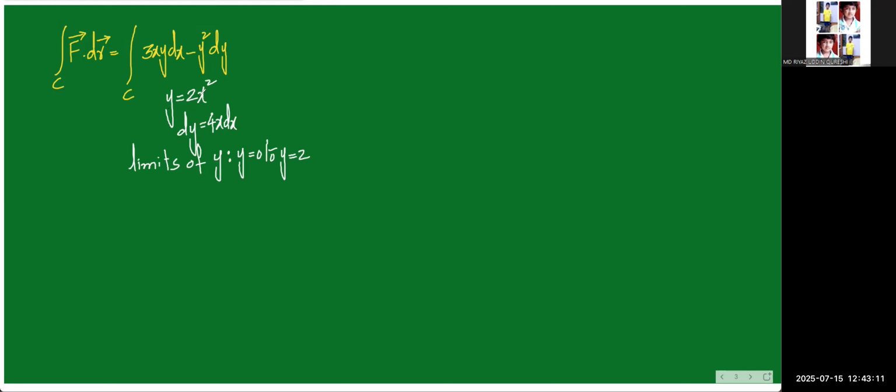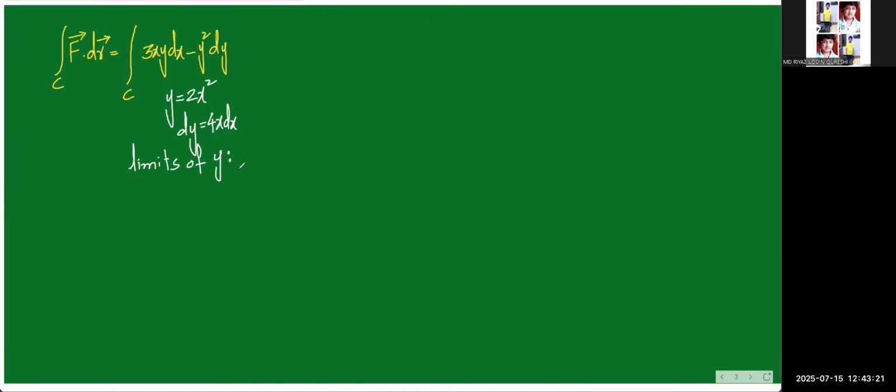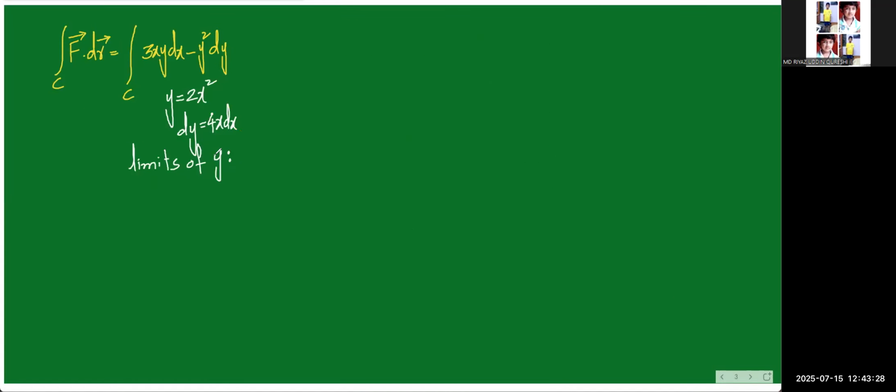If we convert the y value into x, then we have to take the limits of x. Not y, it is x. The limits of x are 0 to 1. The question is completely converted to x, right? x is equal to 0 to x is equal to 1. That's it, we got the solution.